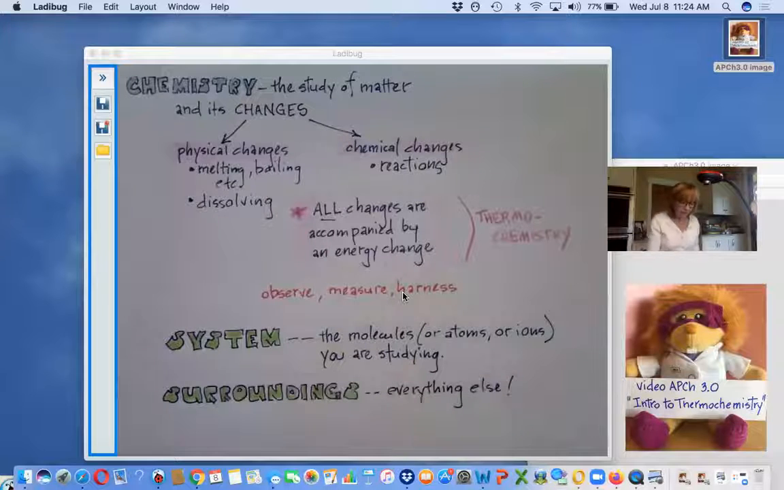So let's suppose that you have a system. Maybe it's a dissolving process and it is happening in aqueous solution. The system would be the molecules that are dissolving, and the surroundings would be the water that is holding them together, and the beaker that's holding the water, and your hand that's holding the beaker. It is literally everything else except for those particles.